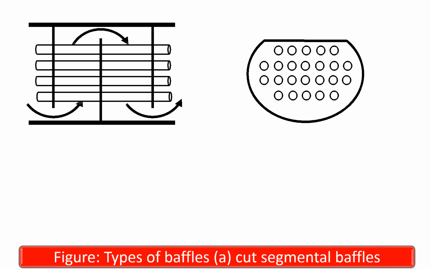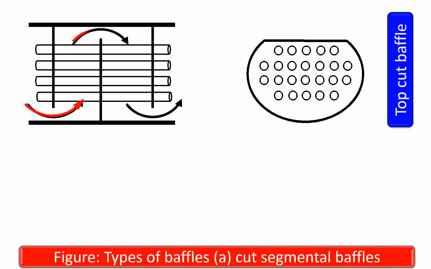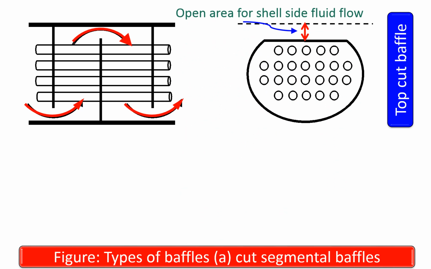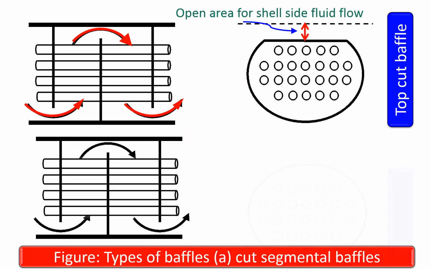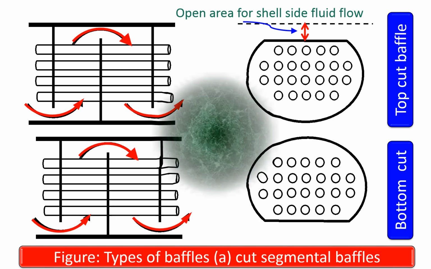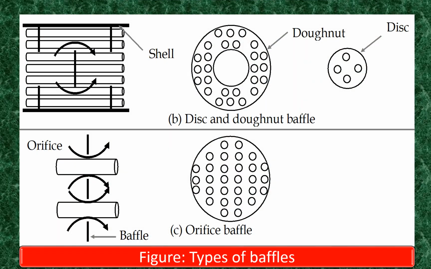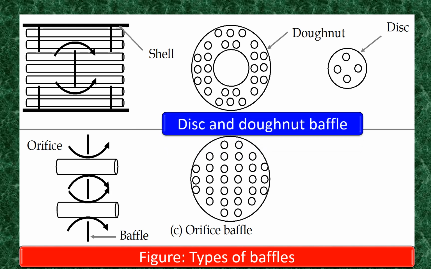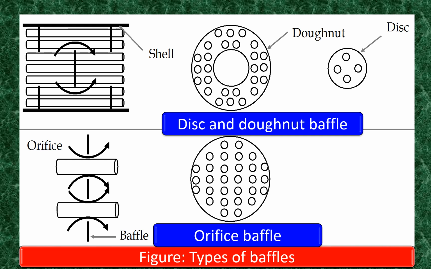Shown in this figure is a cut segmental baffle. The flow pattern is also shown across the baffle here. The cutaway portion, as shown, provides the area for the flow. This figure shows other baffle types. The first is the disc and donut. The baffle construction has a donut and disc around which the shell side fluid flows. Orifice baffle is another type. These are used only for certain applications.